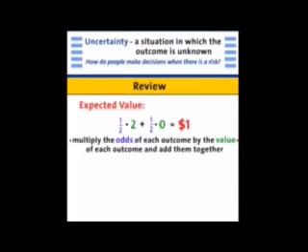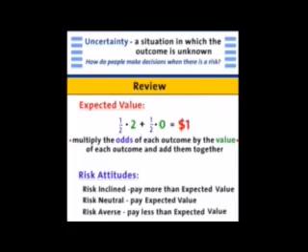Now, to consider how much an agent is willing to pay to take that gamble, you need to know about the agent's risk attitude. If the agent is risk inclined, he'll pay more than the expected value. If the agent is risk neutral, he'll pay exactly the expected value. And if the agent is risk averse, he's willing to pay some number that's less than the expected value.